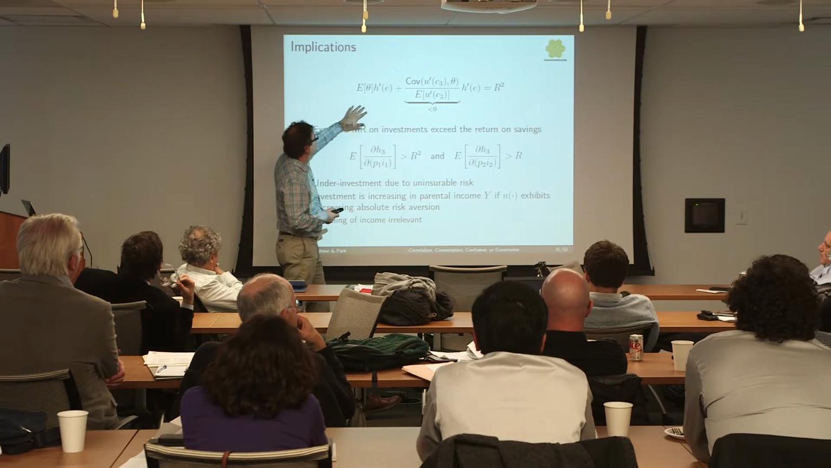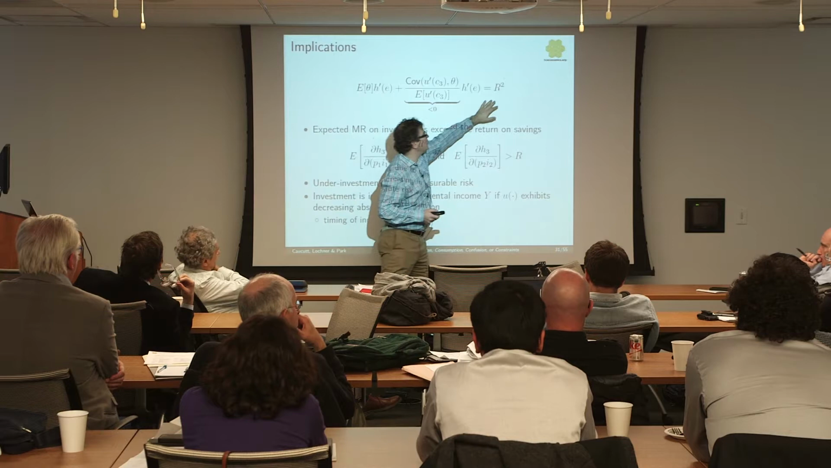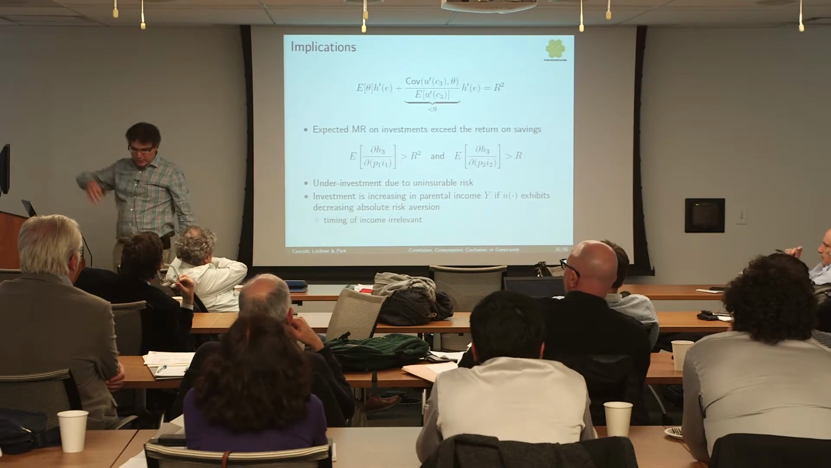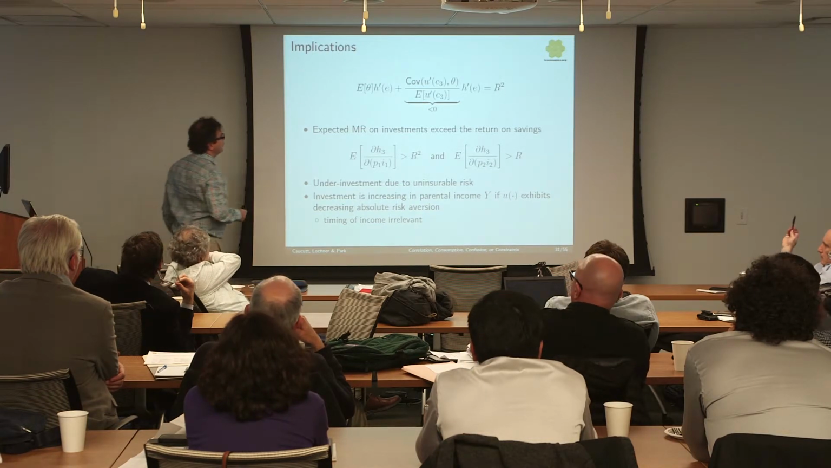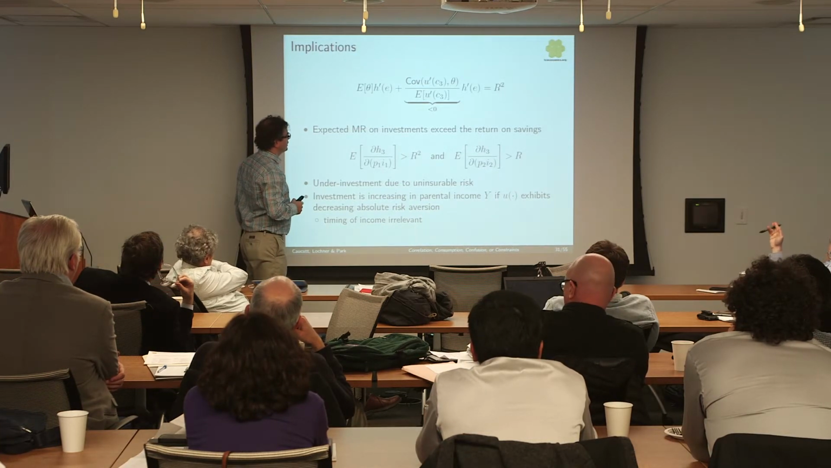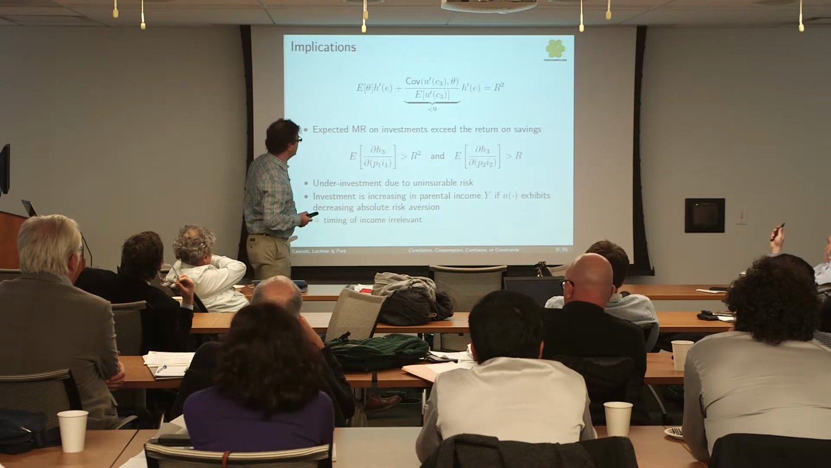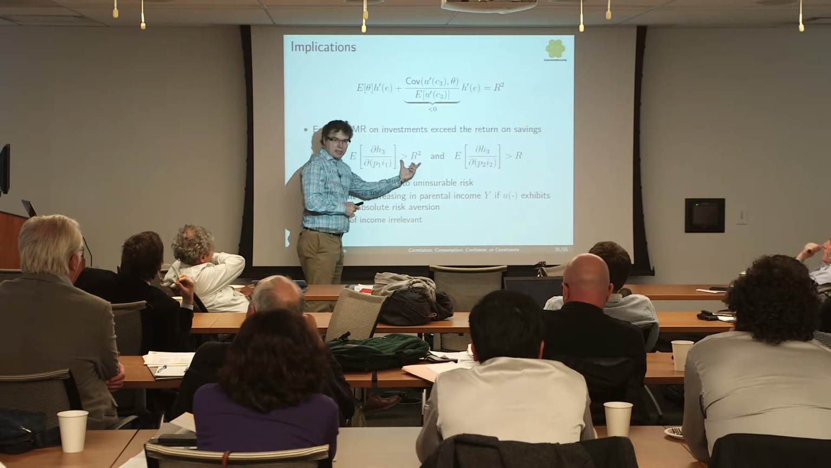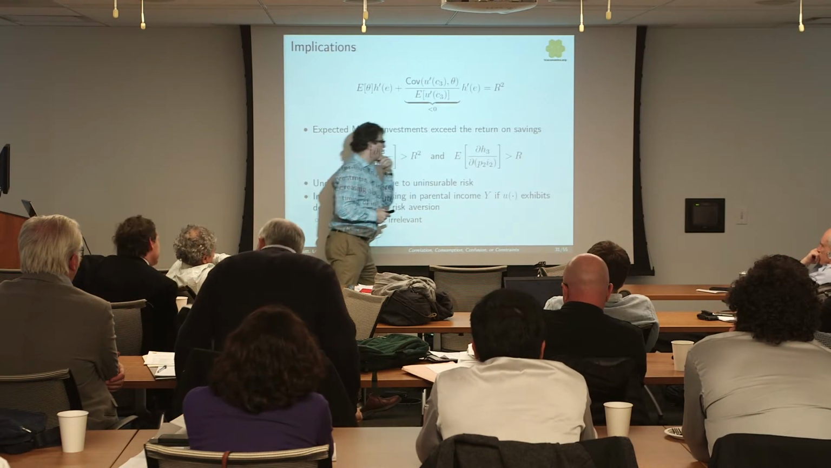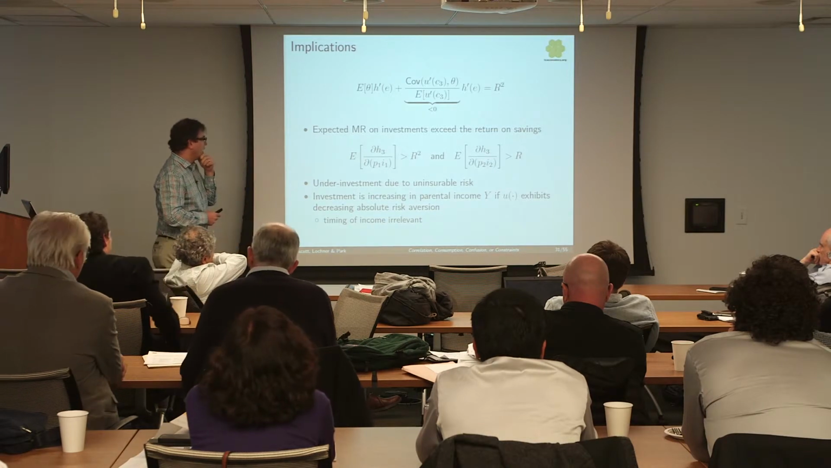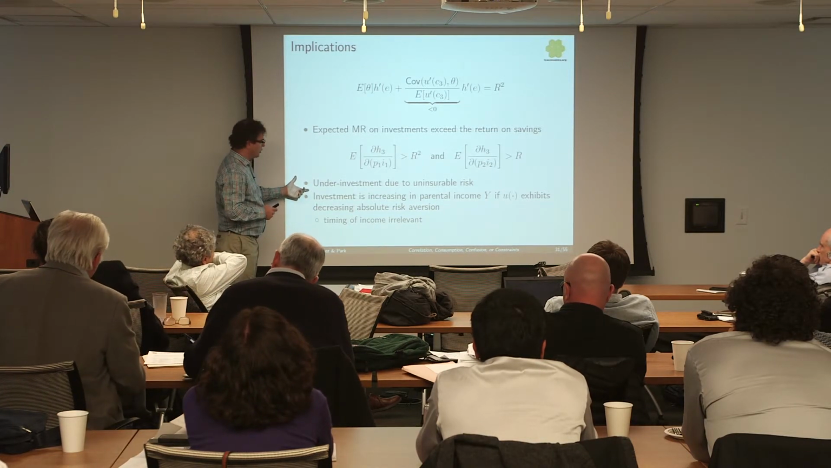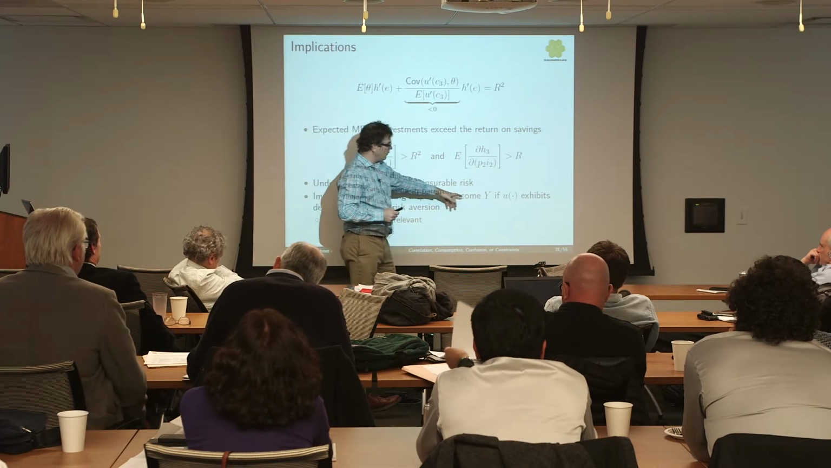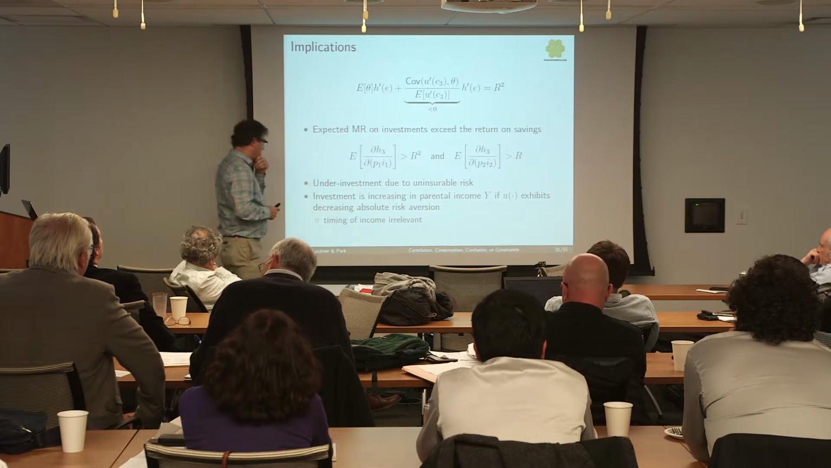You're essentially going to get a wedge between the marginal return on investment and the return on savings, because in states where you happen to get a good realization, you have a low marginal utility of consumption because you can't insure against it. So what does that mean? Well, your expected marginal return on early investments is going to exceed the return on savings. Same with late investments as well. You get underinvestment basically due to the uninsurable risk here. Investment is going to be increasing in parental income as long as you have decreasing absolute risk aversion.